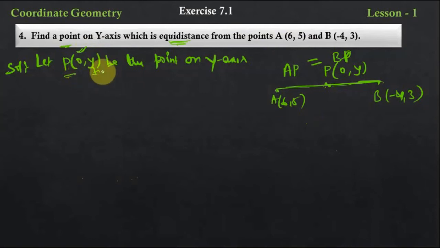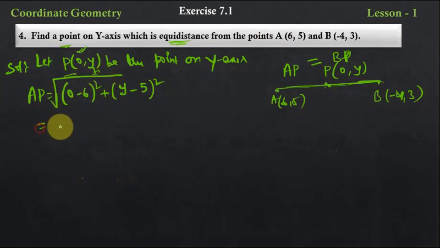Okay, at this point we should find the y value, right? So first we will find the distance AP. AP is equal to, see here, x1 is 6 and y1 is 5, x2 is 0 and y2 is 0, right? So first x2, what is x2 here? 0 minus 6 whole square plus y2 minus y1, which is y minus 5, whole square, under root. Chalo, now simplify this.